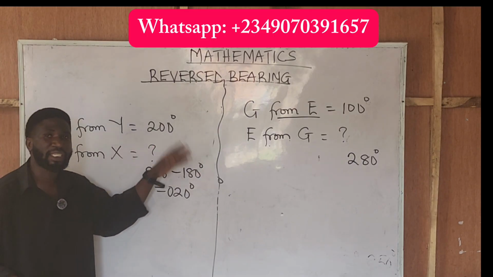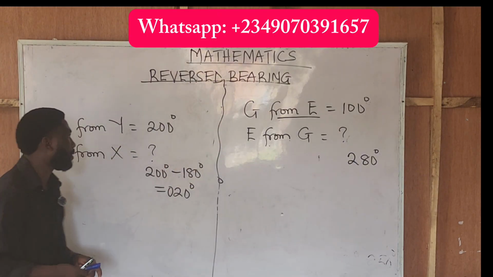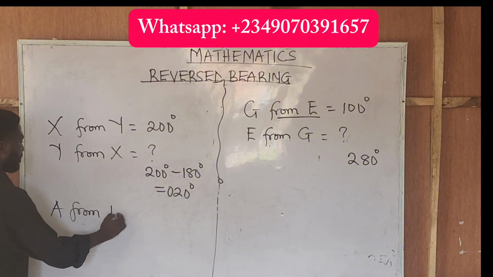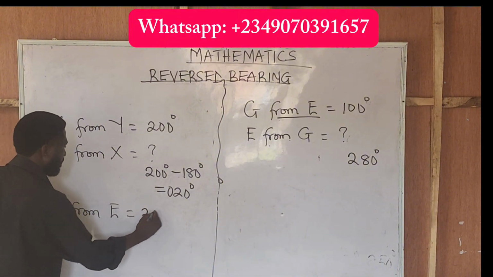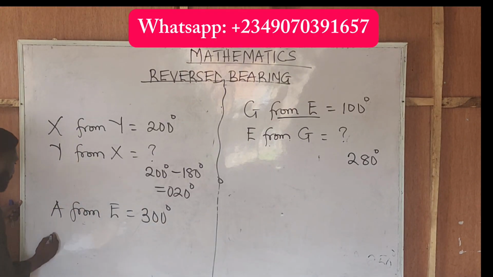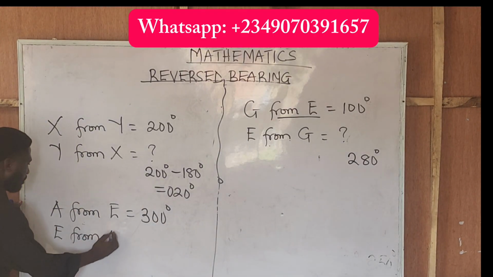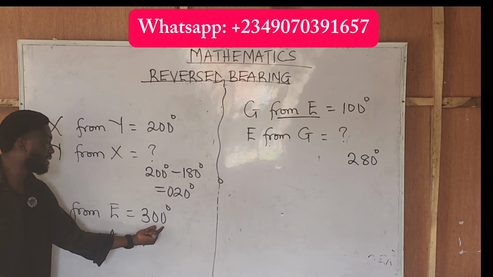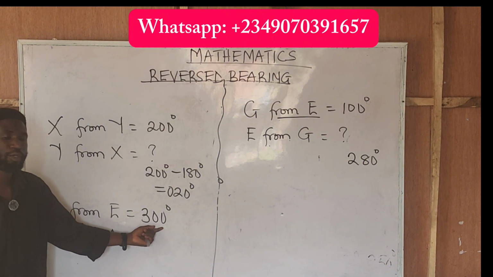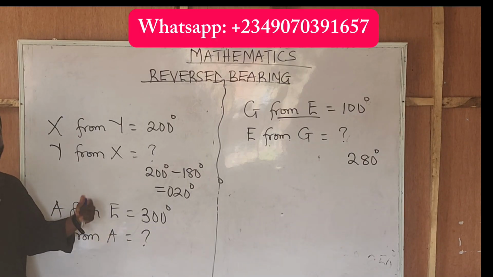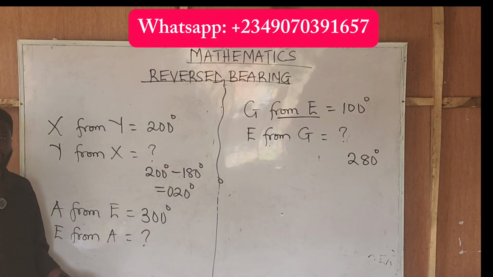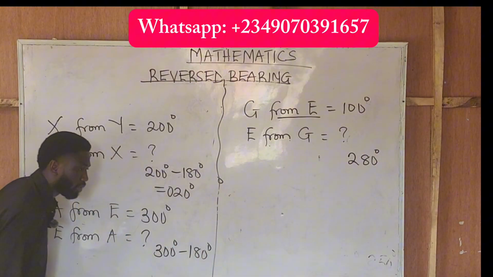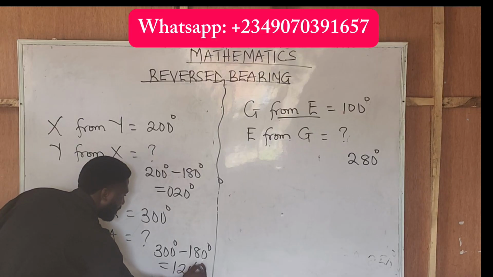We have this now to be greater than 180 degrees. So here's another question. Let's say the bearing of A from E is 300 degrees. The bearing of E from A will give us what? A from E is 300 degrees, and this is greater than 180. So to get the bearing of E from A, we are going to remove 180 degrees from 300 degrees. That is 300 degrees minus 180 degrees, so the answer will give us 120 degrees.